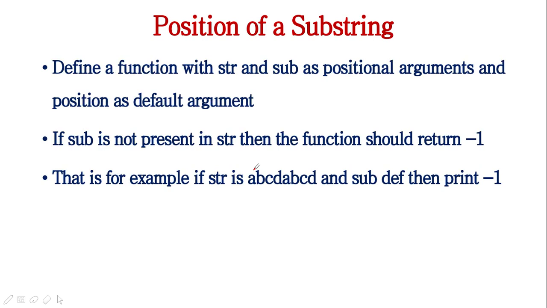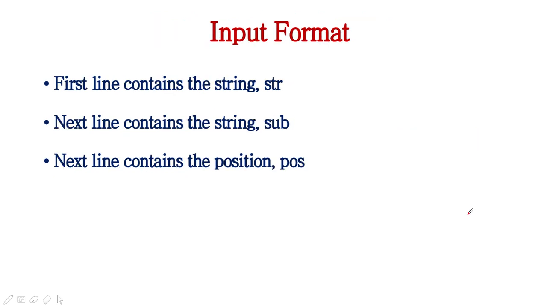It is also mentioned in the problem that you define a function with str and sub as positional arguments and position as a default argument. So there are going to be 3 arguments, and the third one is going to be the default argument, that is the position. If sub is not present in str, then your function should return -1. For example, if str is ABCD and sub is DEF, then you have to print -1.